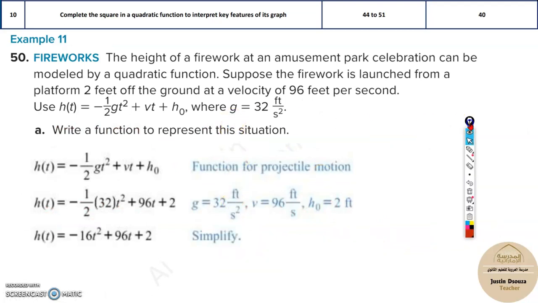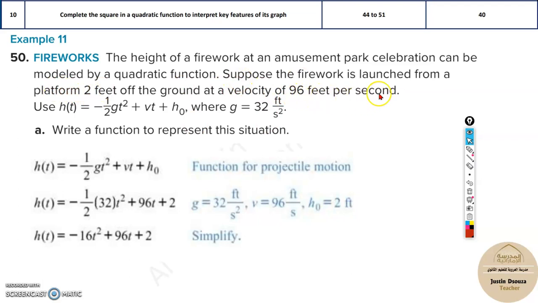This is one method which you can easily employ. And there are some real world problems as well. It is very straightforward as well, but you need to thoroughly understand the question. Let's do one of this. The height of a firework at an amusement park celebration can be modeled by quadratic function. Now, suppose the firework is launched from a platform of 2 feet. Now, you're not starting from the ground, not at zero height. The height is 2 feet above the ground. That is the initial height, h naught, initial height is given 2 feet off the ground. So h naught is 2.